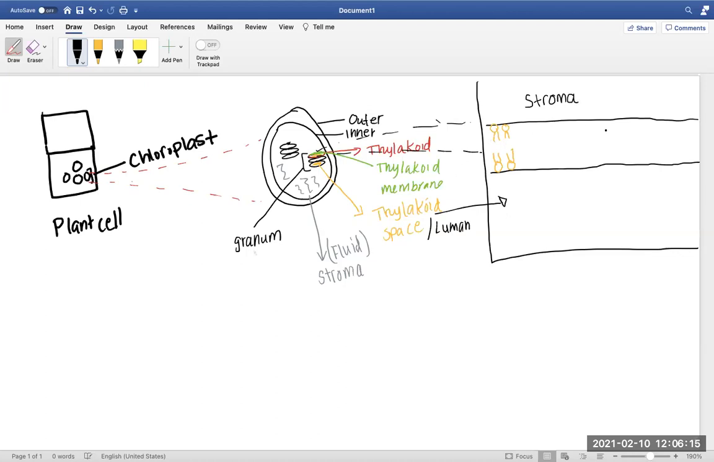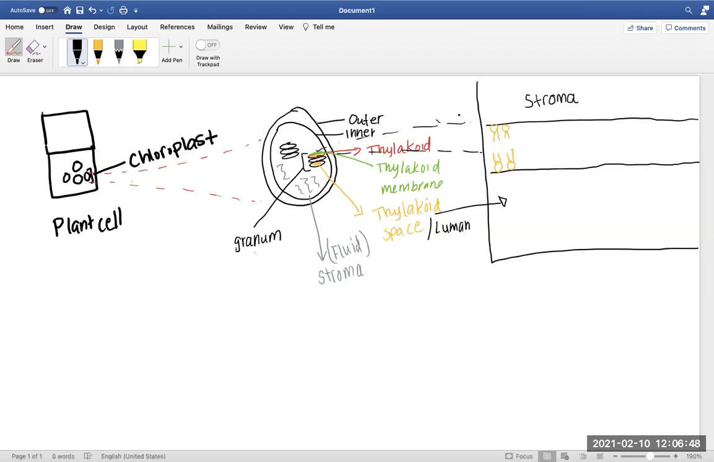Now, what's found on this thylakoid membrane? You guys remember? What's found on this thylakoid membrane? We said it has a larger surface area, so it can have more molecules. Those molecules are those protein channels, you can say, or the parts where the electrons get excited, so the photosystem.